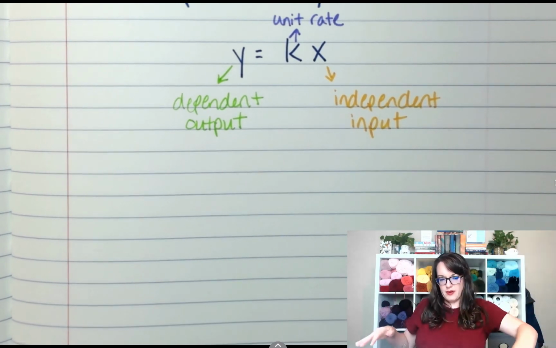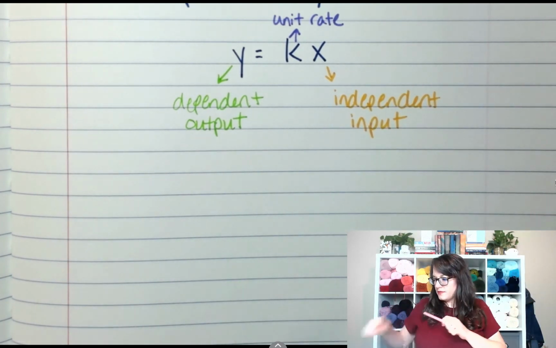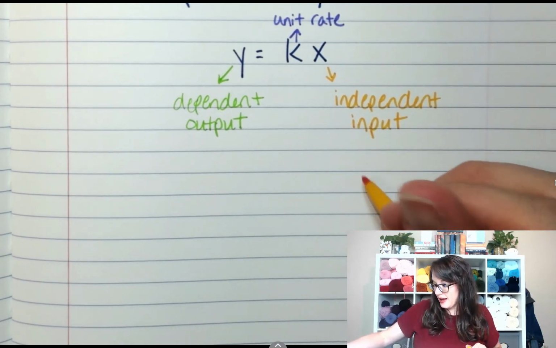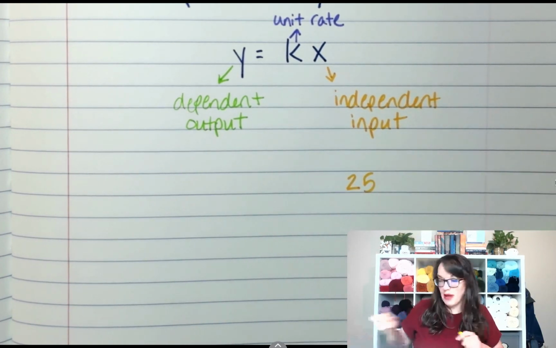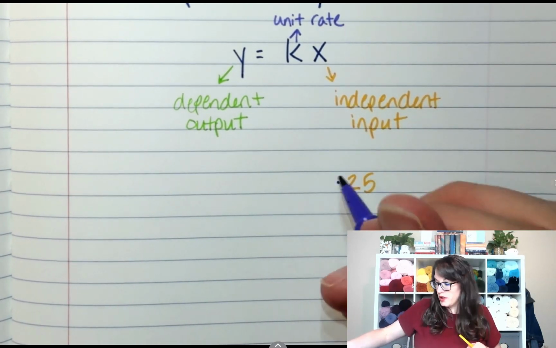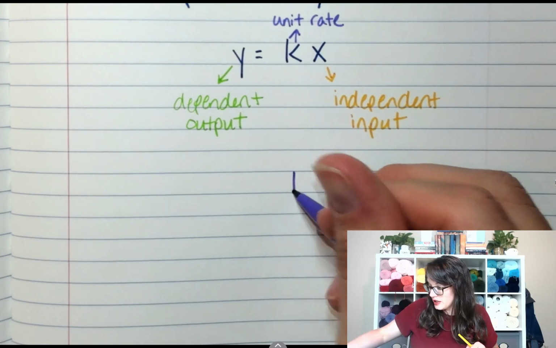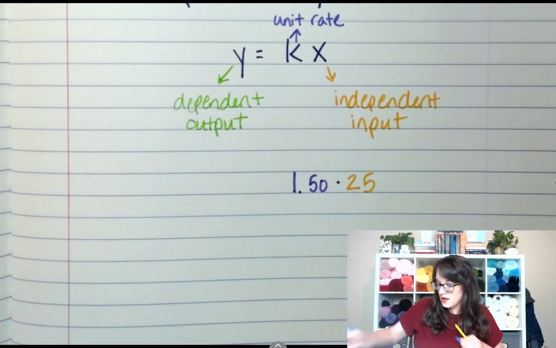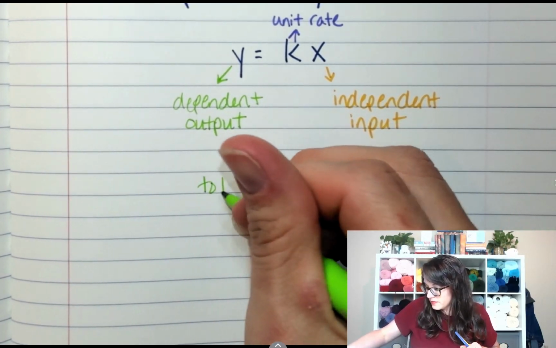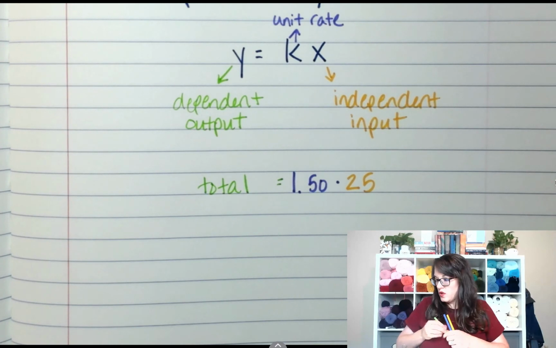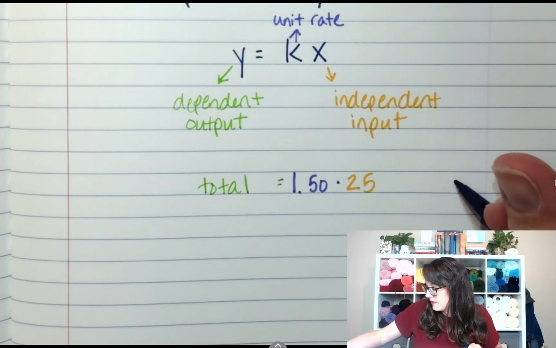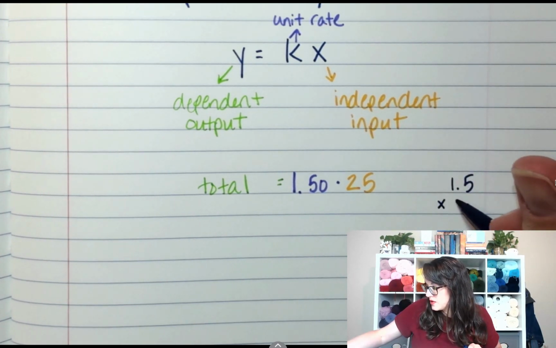Each one costs $1.50. So how much is this worth? So we would set that up by saying, okay, well, the amount of pens is going to be my x. So there were 25 pens. The unit rate is going to be how much each one costs. So that was $1.50. And then my y is going to be the total. So $1.50 times 25.